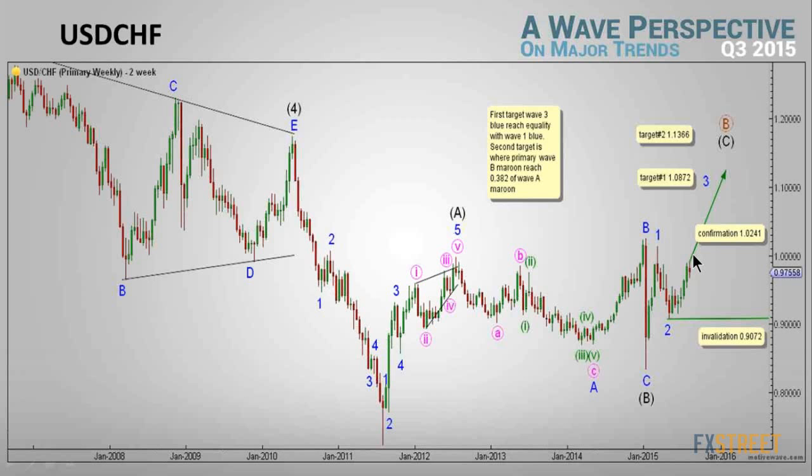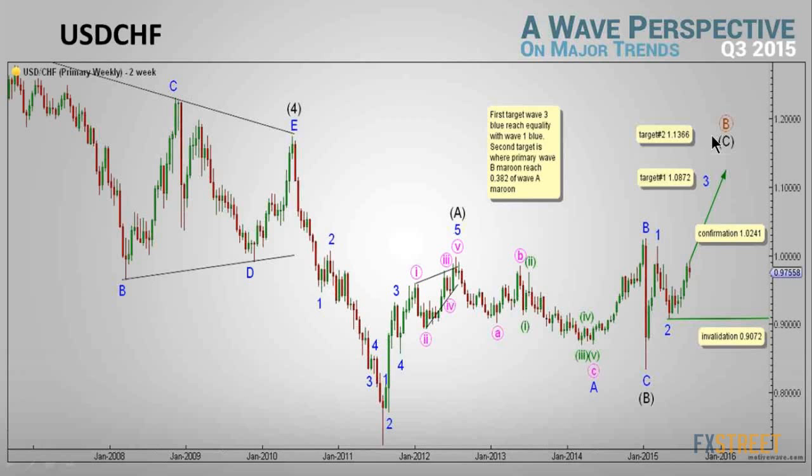to be fulfilled. On the 2-week chart, the main count expects that primary wave A maroon, which is completed down here, was complete as a 5-wave sequence labeled waves 1 through 5 black, with wave 5 black unfolding as an impulse labeled waves 1 through 5 blue.